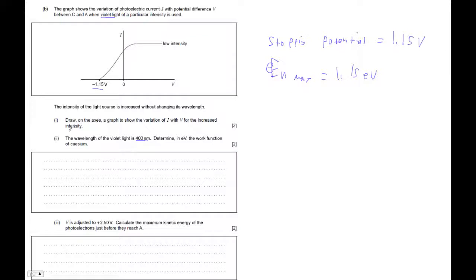If we have an increased intensity, it's going to have the same cutoff because the photons themselves won't have more energy, right? The energy depends only on the color, and they didn't change the color, right?